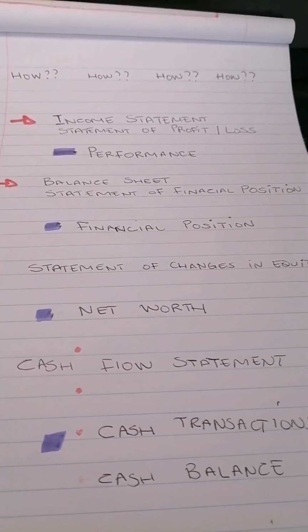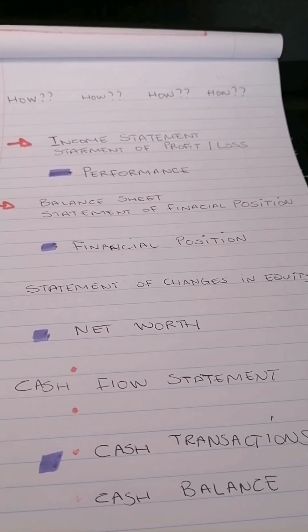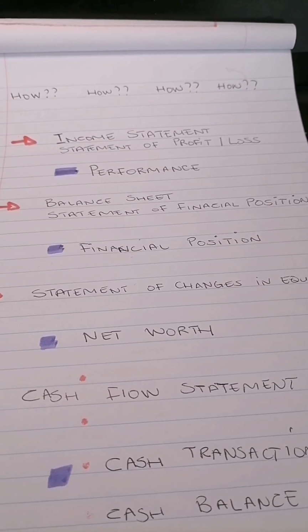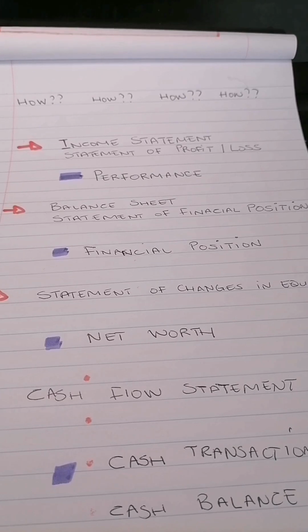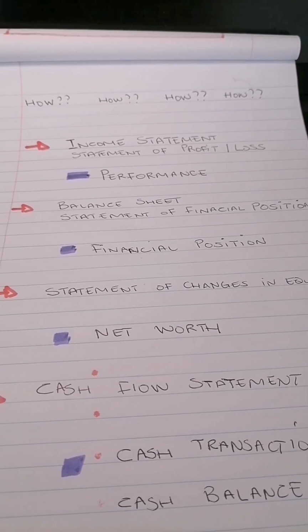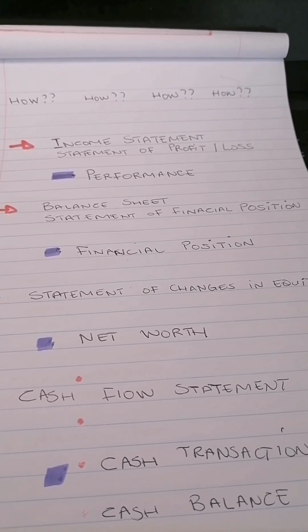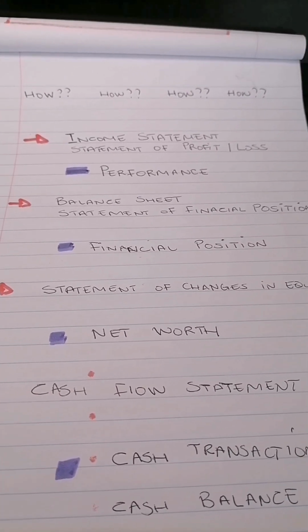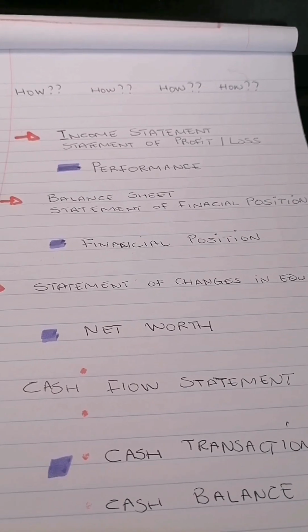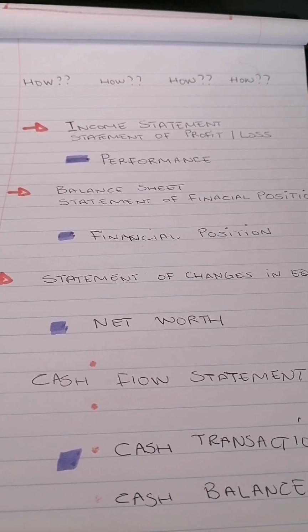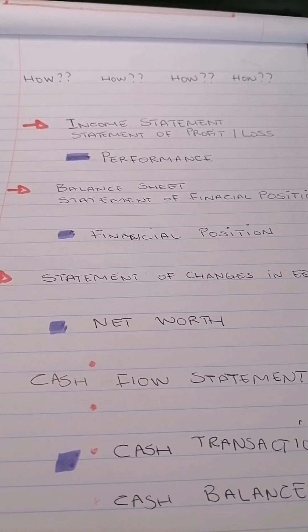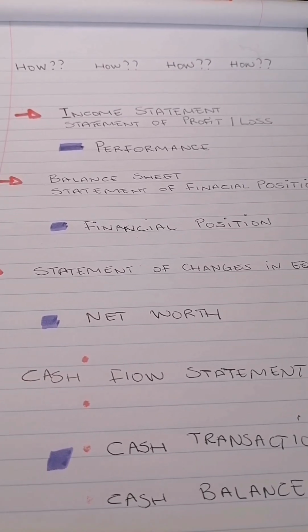What is included there is your income and your expenditure. If your income is greater than your expenditure, then you have a profit. If your income is less than your expenditure, then you have a loss. So the statement is going to summarize all your sources of income and all the expenditures that you have incurred during a particular period.